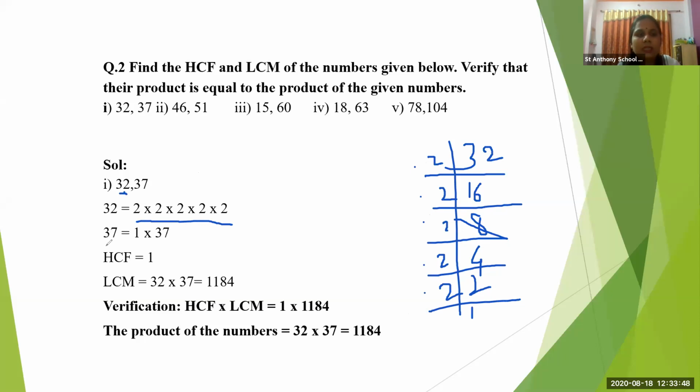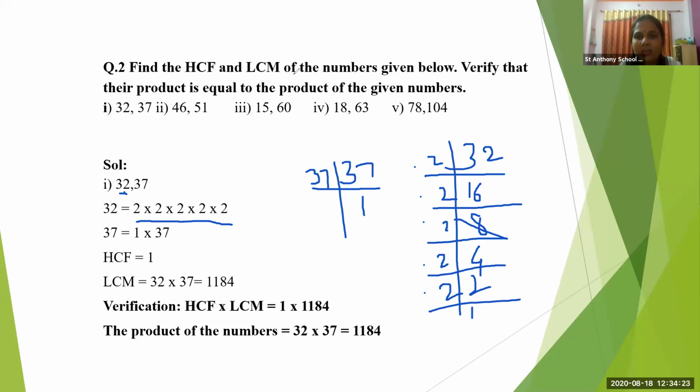Correct. Now if we find the factors of 37, so 37 is a prime number. So it will be divided by that number only. So 37 ones are 37. Okay. So what are the factors? 37 के factors कौन से? 1 into 37. Okay. So is there any common number between 32 and 37? Please let me know in the chat box. Is there any common number between 32 and 37? No, absolutely correct.